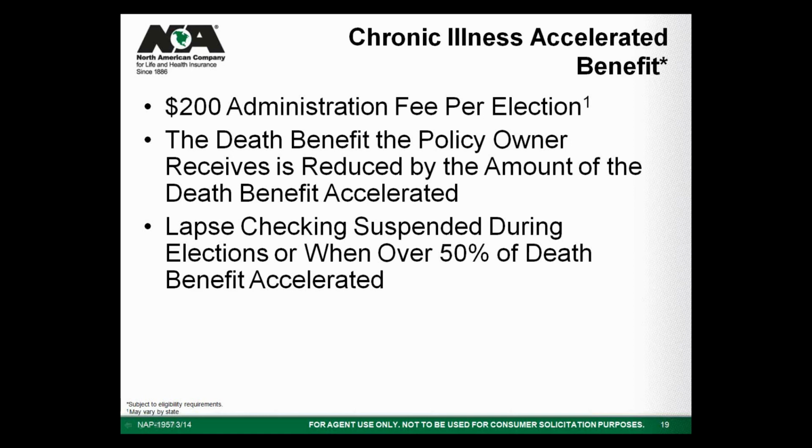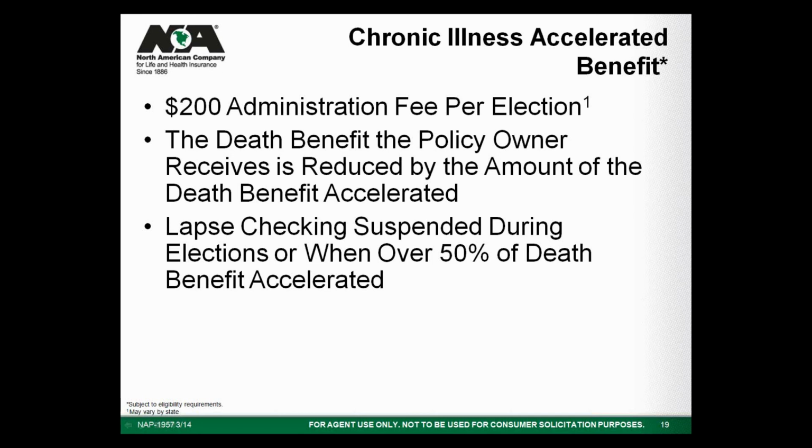A lot of times we get asked, so if we're accelerating 24%, let's just use the $1 million there, and $240,000 is coming off the death benefit. How much is my client going to receive? They're not going to receive the full $240,000.